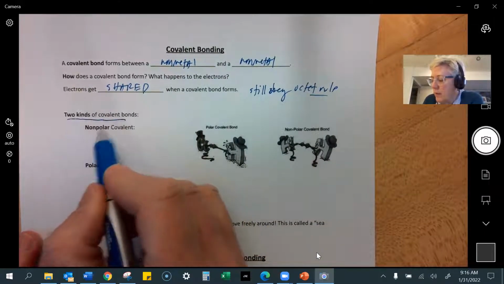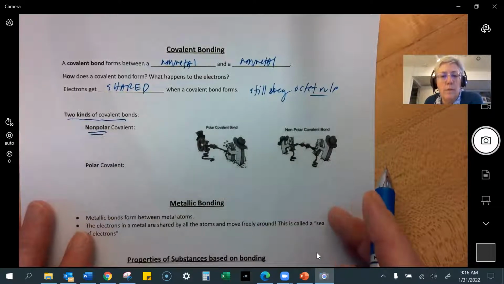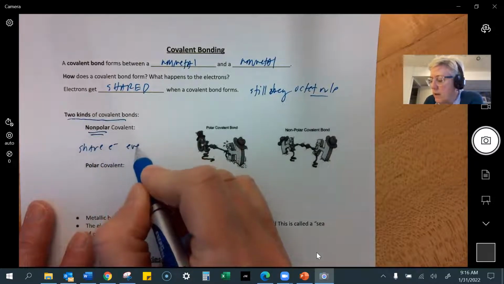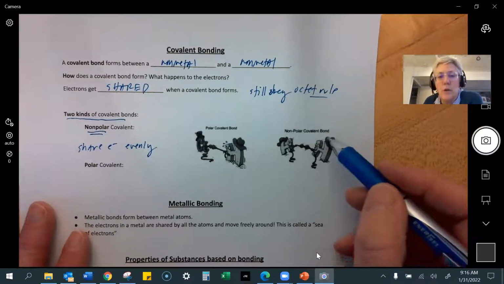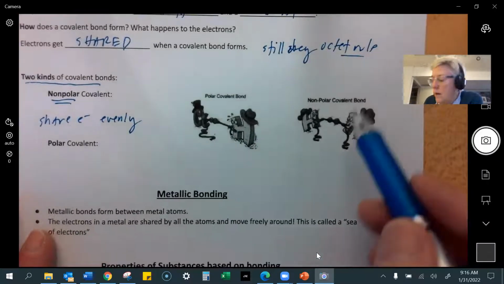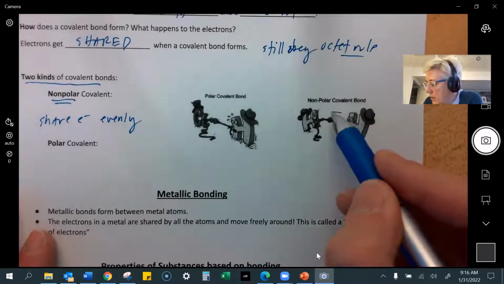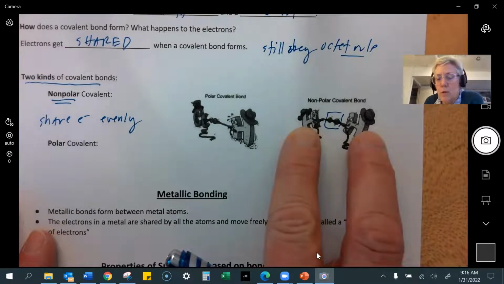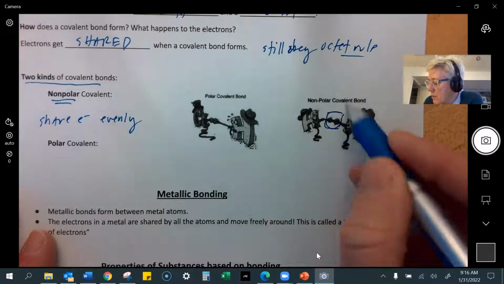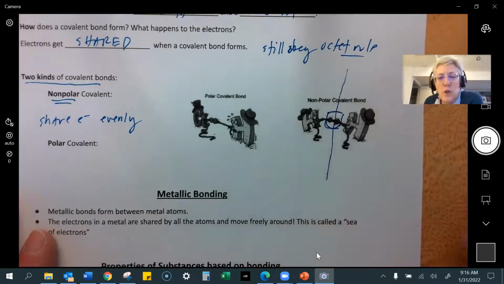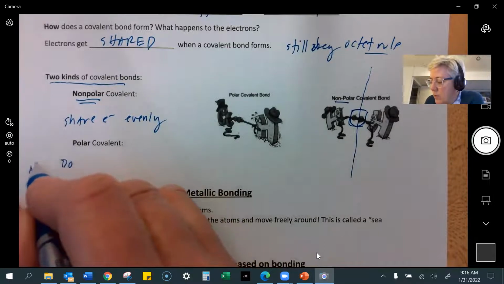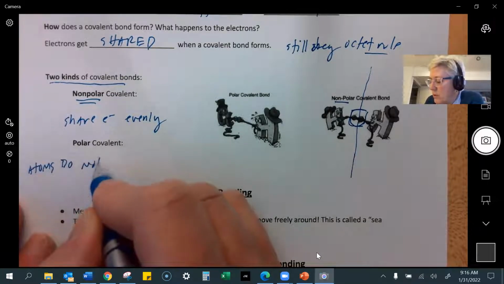There's two kinds of covalent bonds. The first one's called non-polar. They share electrons evenly. In other words, here's a little picture. Those two atoms are bonded and their bond is made by those electrons being shared and they're pulling on them with equal strength. So that bond is basically right in the middle of those two atoms and they're said to be sharing those electrons evenly. That's non-polar.